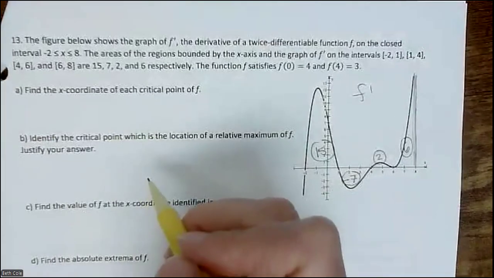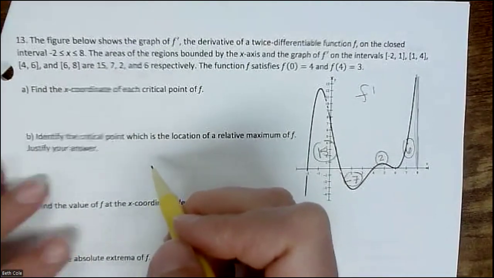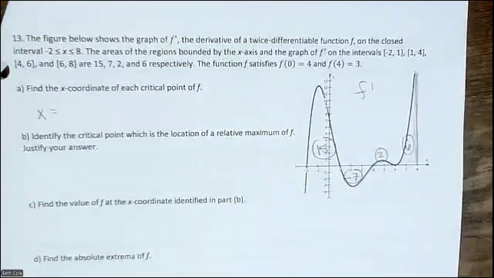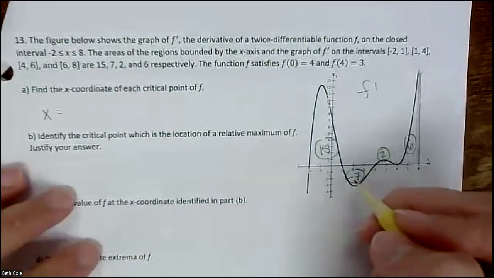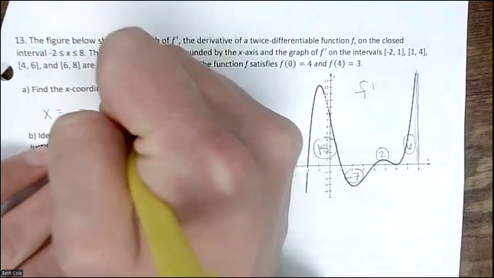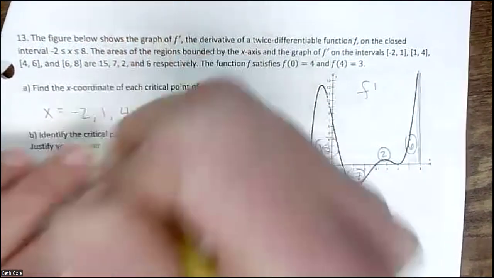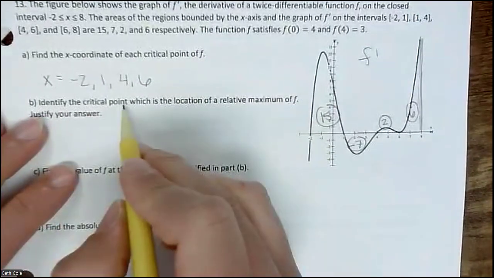All right. Find the x coordinate of each critical point. Does it say to justify? Does it say to write a sentence? Do we need a reason? No, literally just put the answer. I see 4 of them. What are they? -2, good job. 1, 4, and 6. Nice. That's it. Move on.